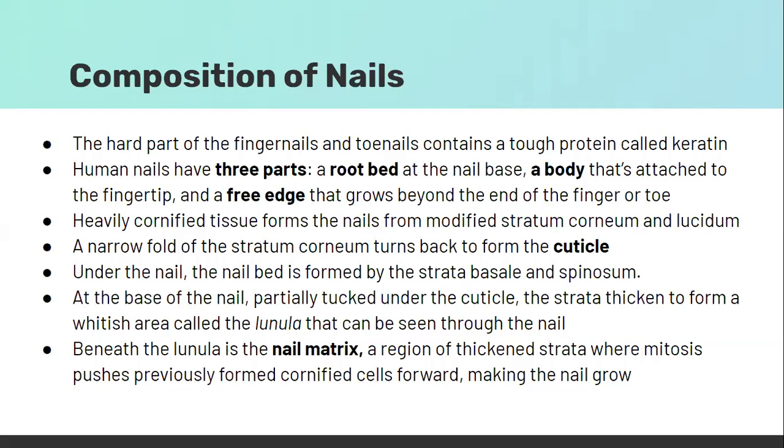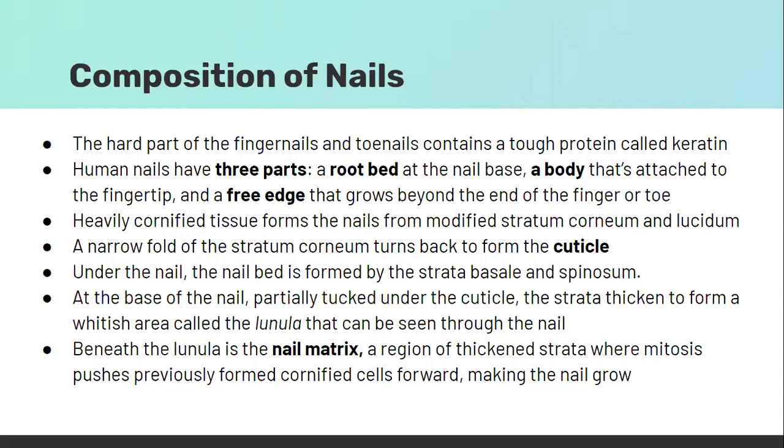Under the nail, there's a nail bed, as we discussed before. The nail bed is formed by the stratum basale and spinosum. At the base of the nail, tucked below your cuticle, the layers thicken to form a whitish area called the lunula that can be seen through the nail. I don't know if you can see it. Mine are very faint. It's a half circle that's white at the base of your nail.